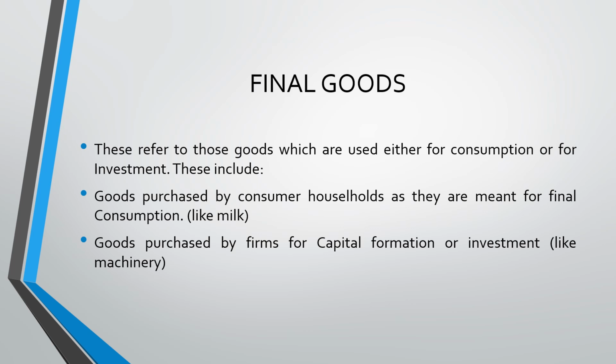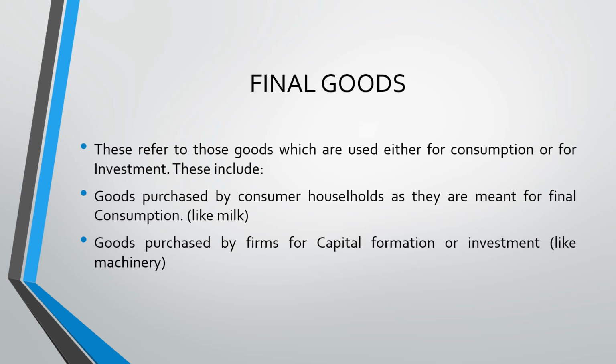In this category, I have given you two examples. Goods purchased by consumer households are meant for final consumption. Suppose I purchase something for my kitchen or for consumption by my family members, those goods which I have purchased from the market are called final goods. A very good example which we have every day in our house is milk. Milk is consumed by every household and it is a final good.